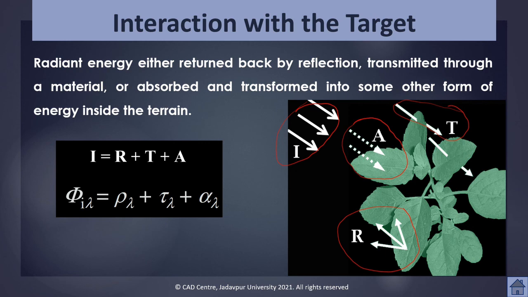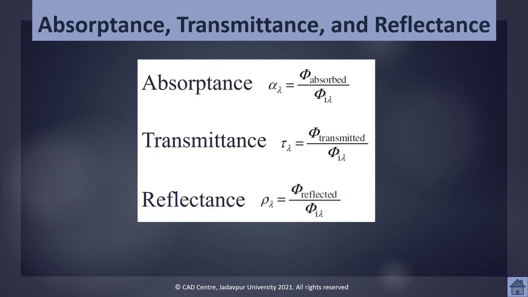Hemispherical absorptance is the ratio of energy that is absorbed by the surface in a specific wavelength and the radiant flux incident to the terrain. For example, if this is the absorbed energy and this is the incident energy in a specific wavelength on the terrain, then this is the absorptance. So it is basically the ratio of these two quantities.